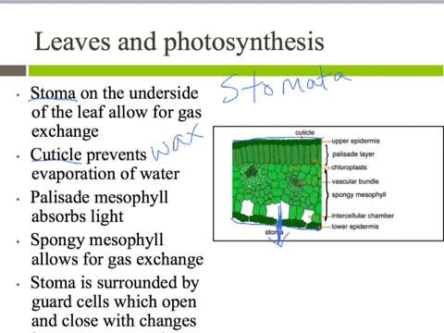Then you have these cells in the middle here, or I guess just below the cuticle, and these are kind of column-like cells. These are called palisade cells. And palisade cells are really cool at directing light. I almost would characterize them as kind of like a fiber optic cable.